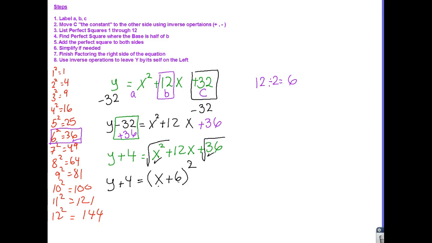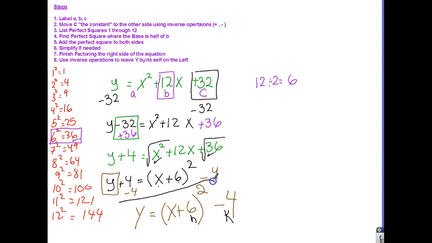Now, you need y to be left on its own. So I use inverse operations. In this case, I'm subtracting 4 from both sides. So y equals x plus 6 all squared minus 4. Here's your h, here's your k, and this should be your vertex form.